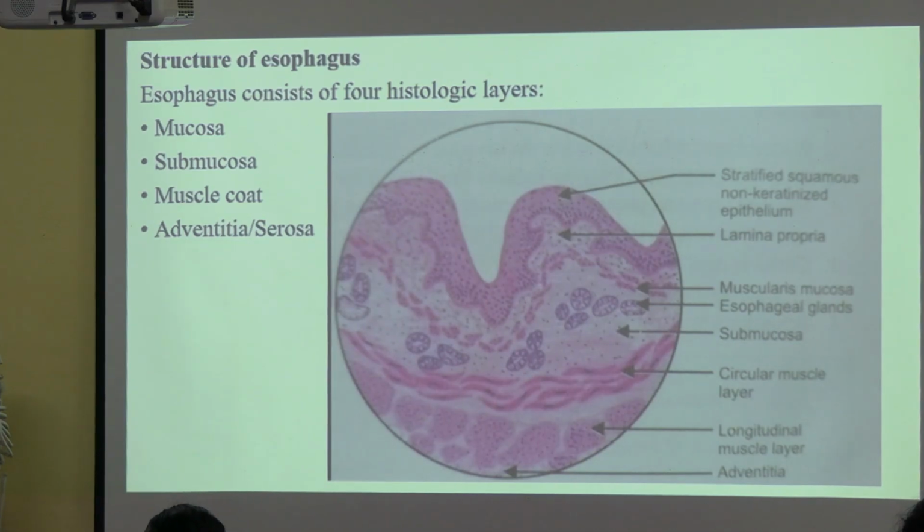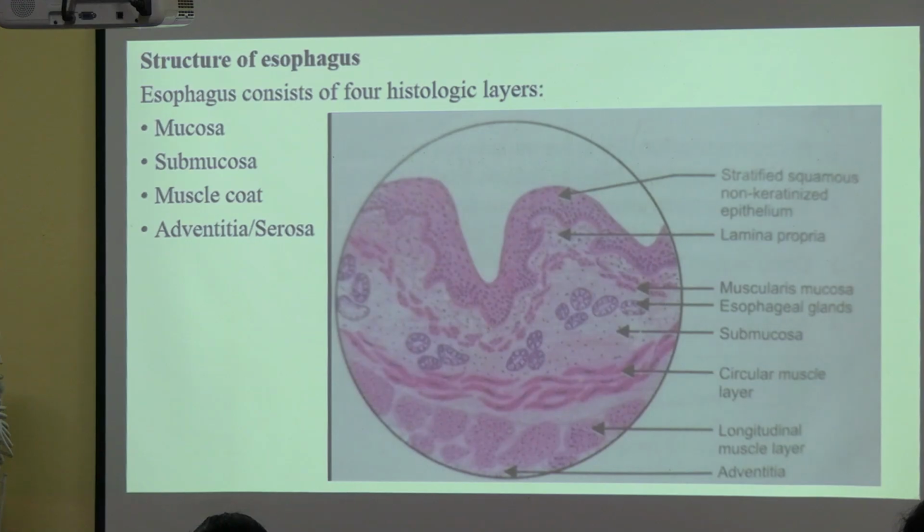Common sense, because most of the part of the esophagus is present in the thorax. Some part is present in the neck. वहाँ पे peritoneum नहीं रहता है. Common sense. That's why mostly it will be made up of adventitia. कौन सा part में serosa होगा? Which part? The abdominal part.